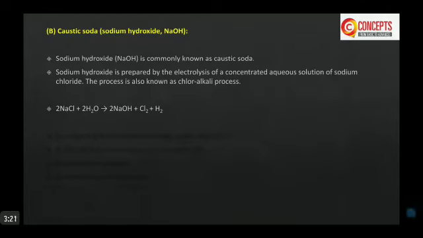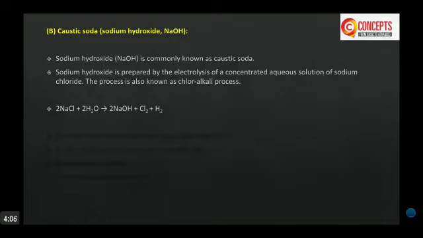It is manufactured by the electrolysis of an aqueous solution, which is called brine, and the method is called the chloralkali process because it gives chlorine and alkali, the NaOH. Hydrogen and chlorine are obtained as byproducts. As you can see in the reaction, when NaCl reacts with water, it gives NaOH, that is sodium hydroxide, and chlorine and hydrogen are the byproducts. They can be used to produce HCl gas, which can be dissolved in water to produce hydrochloric acid.